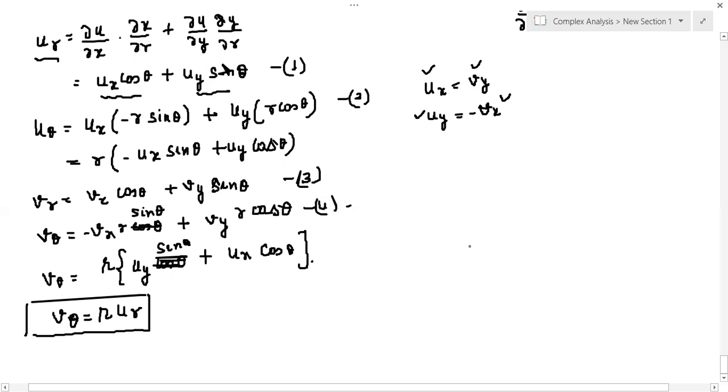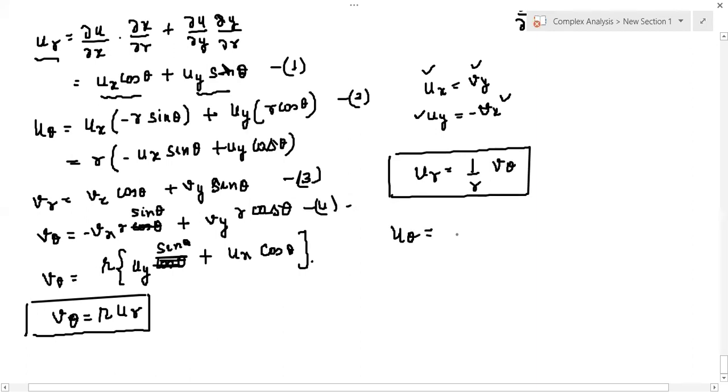Okay. Now, if you think what would be your ur, it can be simply written as 1 upon r into v theta. Similarly, if you want to find u theta, so u theta is equal to what? U theta is simply, I'll take r here and minus of ux. So instead of ux, I can write vy. So it is minus vy.